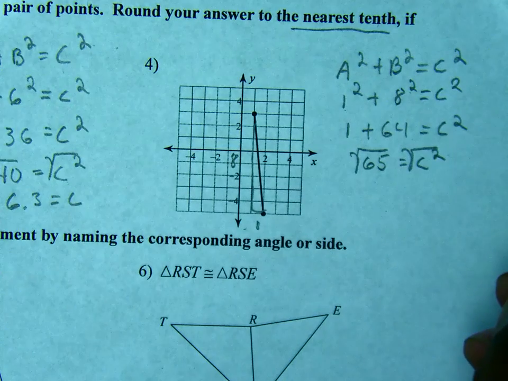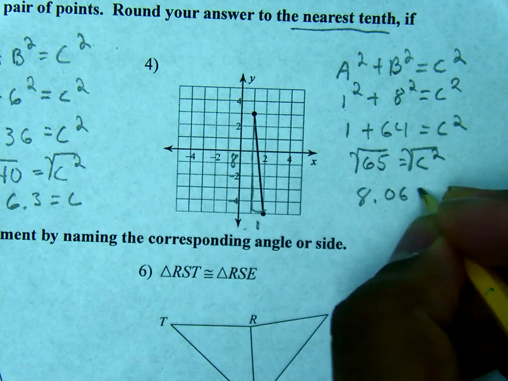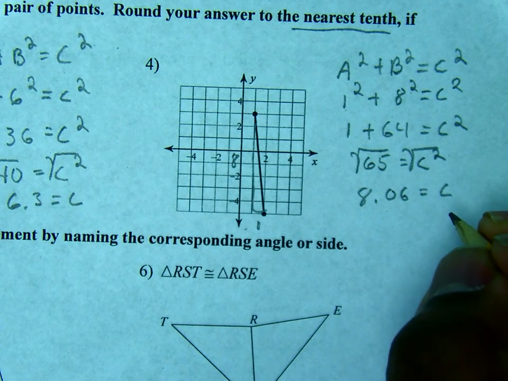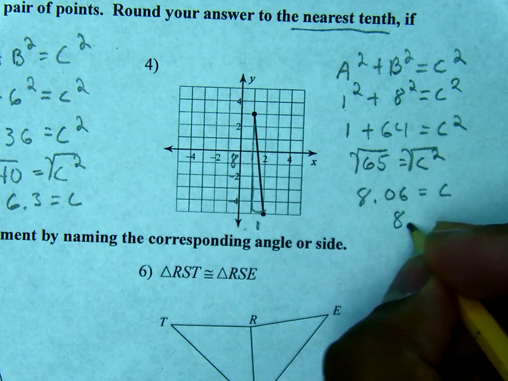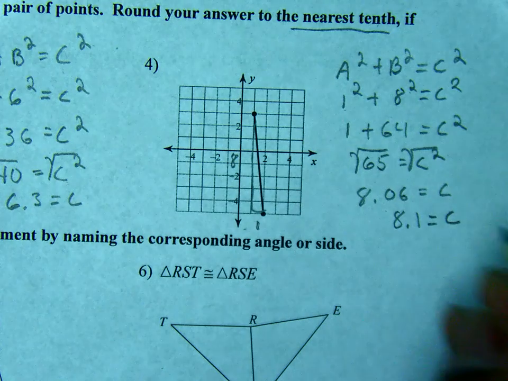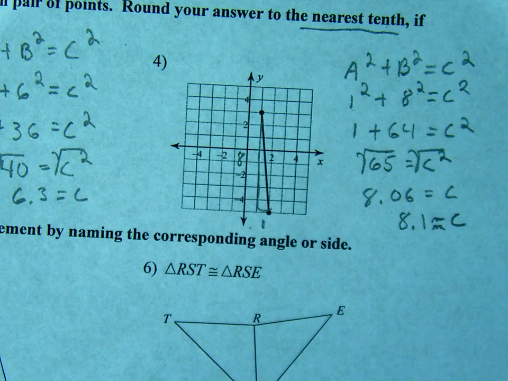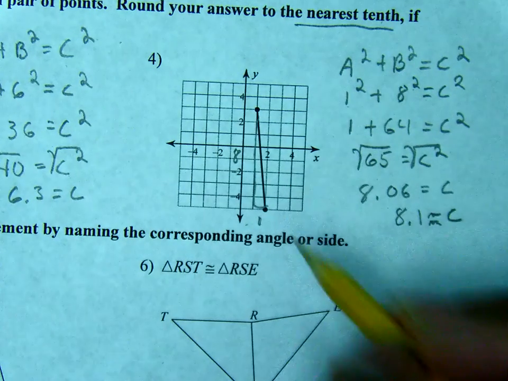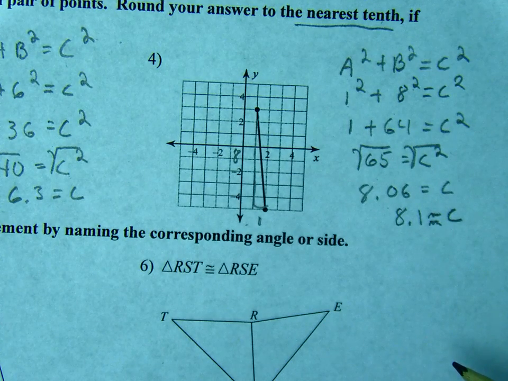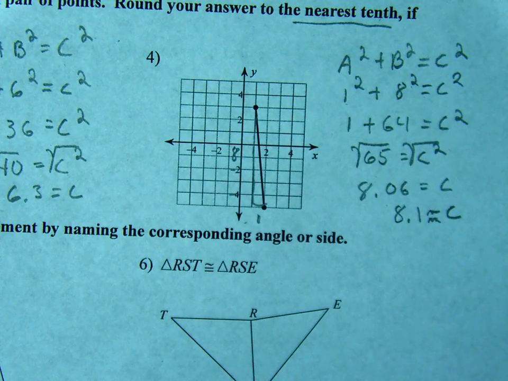And I'll get 8.06 is equal to C. And with that 6, I'm gonna round it up to 8.1, or close to 8.1. So remember, you wanna make a right triangle between your 2 points, or from your 2 points, count each side and plug them into the Pythagorean theorem.